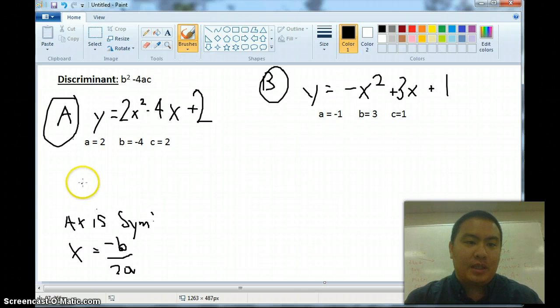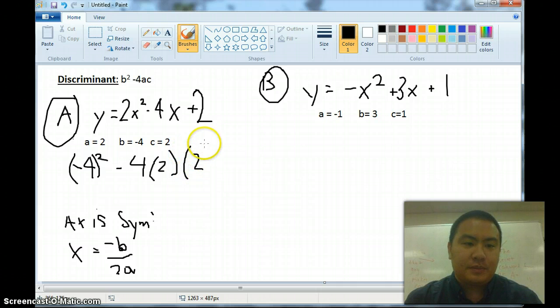That's going to give me -4 squared, and I guess I'll put parentheses on it. (-4) squared minus 4 times a, which is 2, and c, which is 2. And it gives me 16 minus 4 times 2 is 8. Well, it's -4 times 2, -8. -8 times 2 gives me -16. This gives me 0.